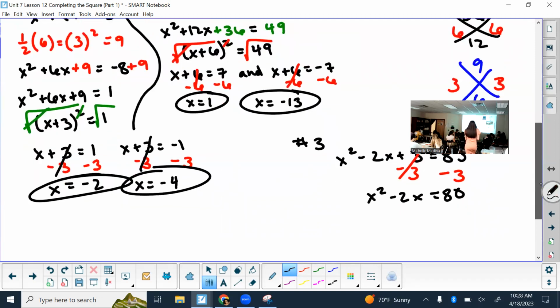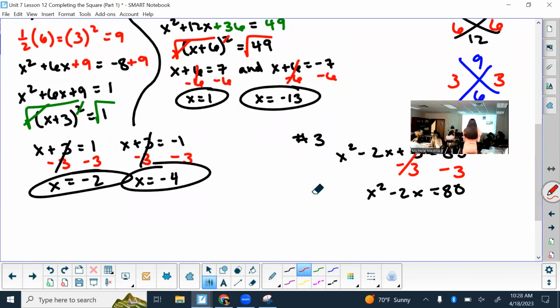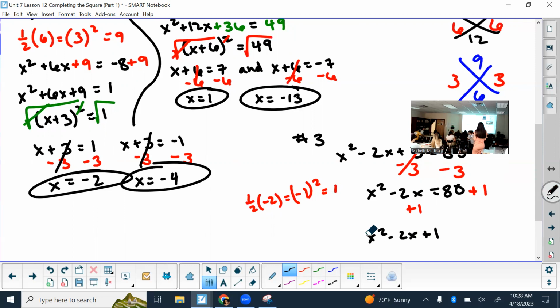80. Now I need to take half of b, which, what is half of -2? And then we need to square it. What's -1 squared? 1. And then you add that to both sides. So then my left side is now a perfect square trinomial. My right side, 80 plus 1 is 81, and that makes that a perfect square too.